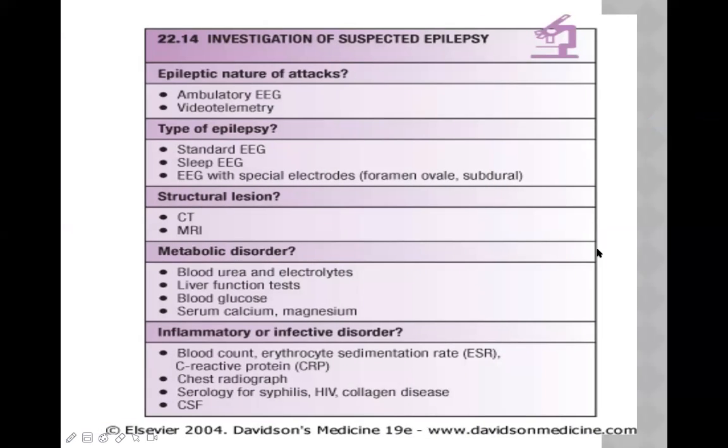Now, after talking about this, let's talk about the investigation. What investigations are ordered in a suspected case of epilepsy? How to proceed further? Let's talk about it. First of all, you should make sure what type of epilepsy this is. Is it generalized? Is it partial? Or is it unclassified?